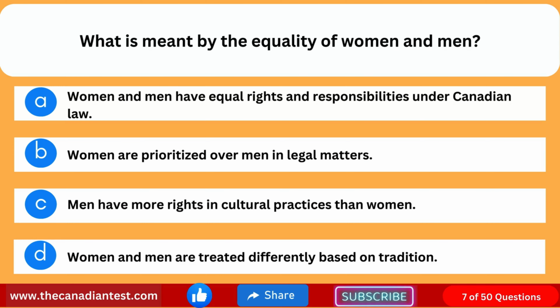What is meant by the equality of women and men? Option A, women and men have equal rights and responsibilities under Canadian law. Option B, women are prioritized over men in legal matters. Option C, men have more rights in cultural practices than women. Option D, women and men are treated differently based on tradition.